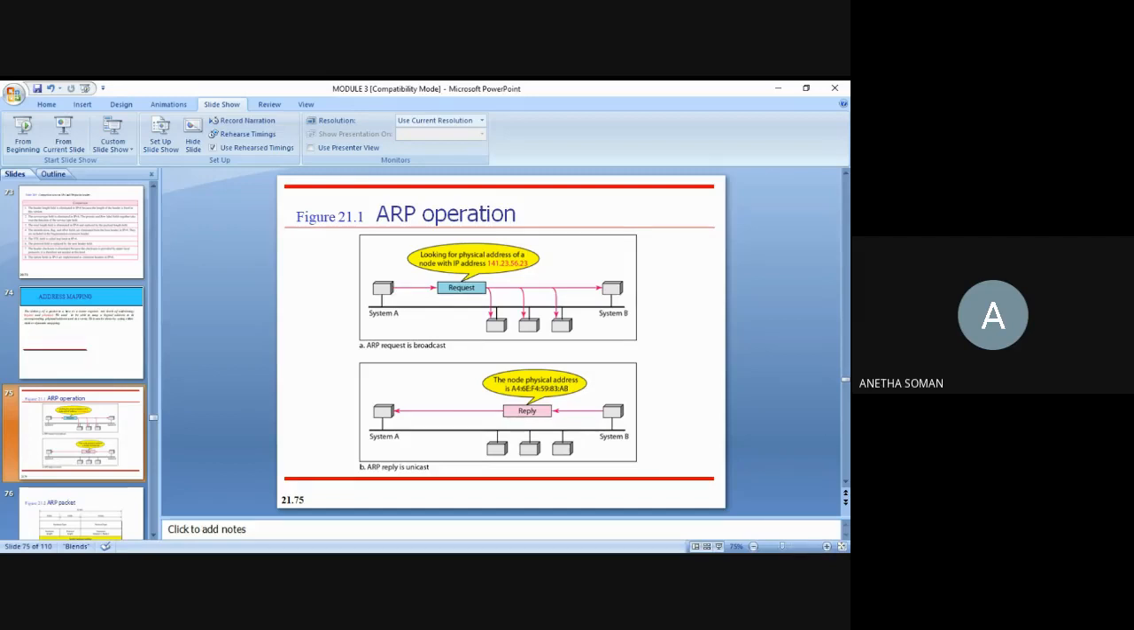The reply is sent in a unicast manner. Unicast means one-to-one. Only the intended device replies to that message. But the request was broadcast, so that all the hosts in the network get that request. Whoever has the matching IP address will respond with a reply message. And finally, the physical address is obtained by the host. Understanding how the ARP operation works? Yes or no?